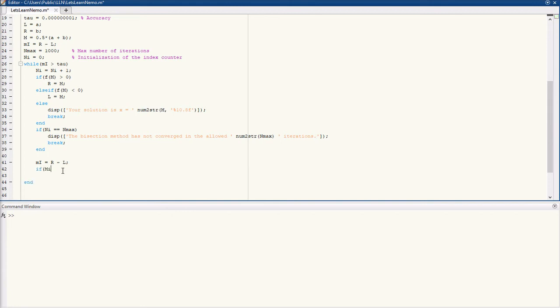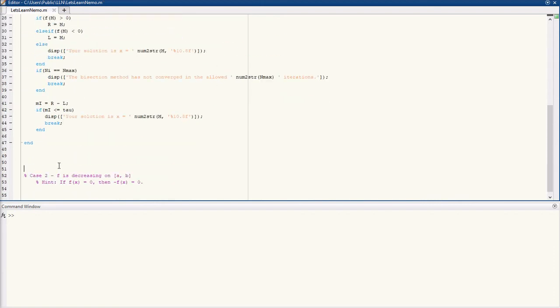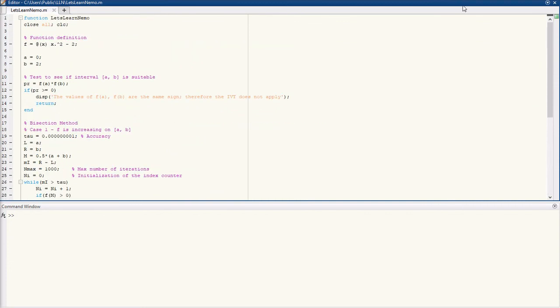So if the measure of the interval, again, is less than or equal to tau, then we're going to say, similar to before, our solution is this value, m. And if that's the case, then we're going to break out. All right, so that should work if everything is written as we designed. So let's give this a try. So let's run this code.